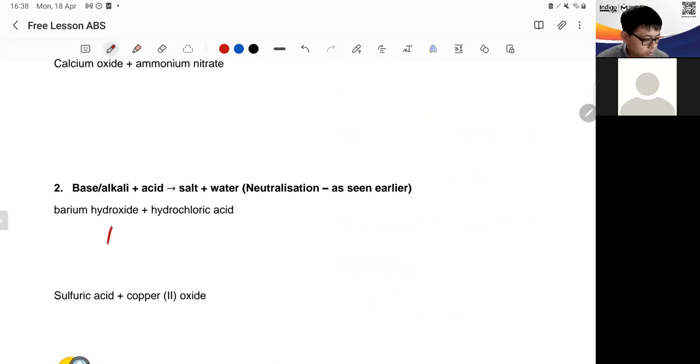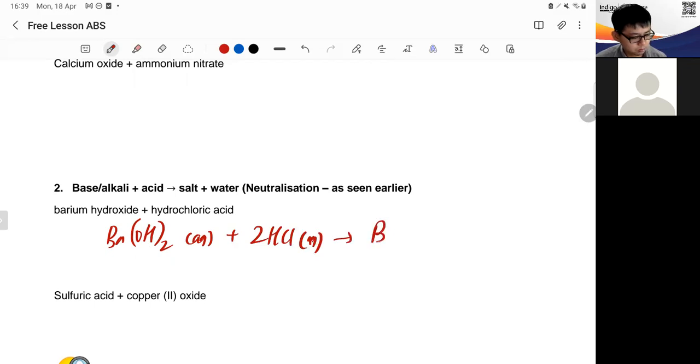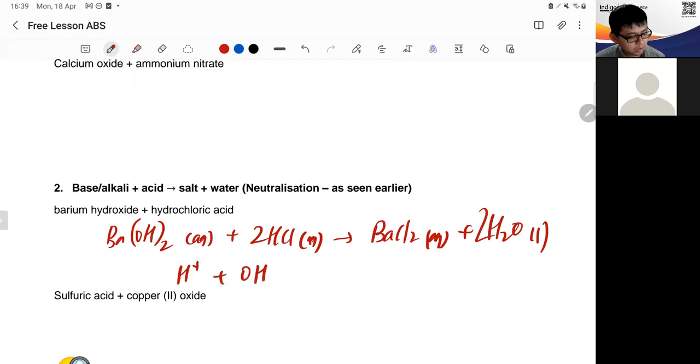So just to go through the motions of how they could react, we saw it earlier. Barium hydroxide plus hydrochloric acid gives you this and this. That's it. Neutralization reaction, luckily, is acid and base, acid and alkali. I straight away give you this.